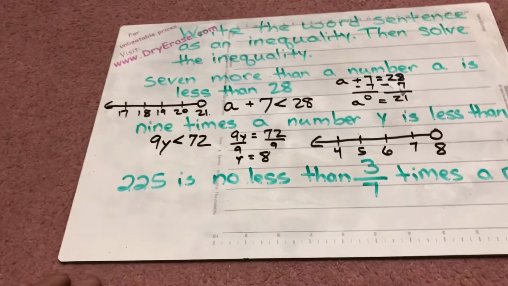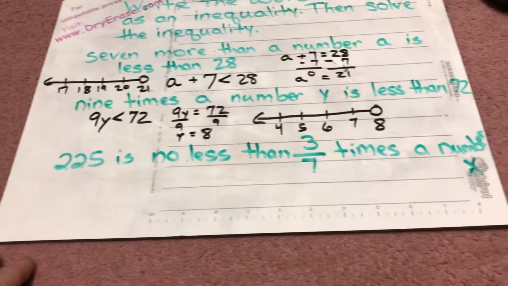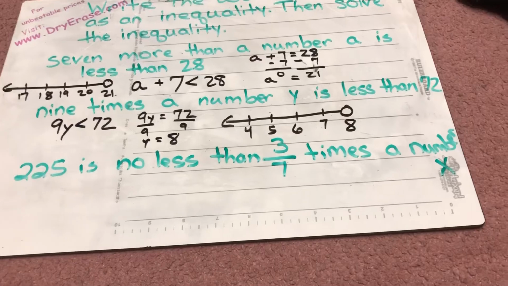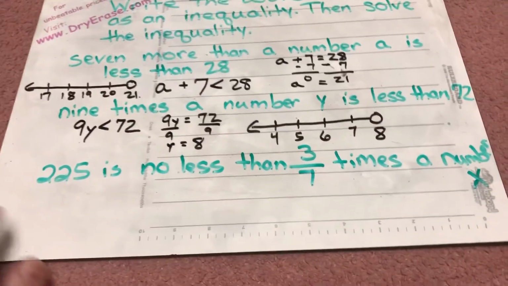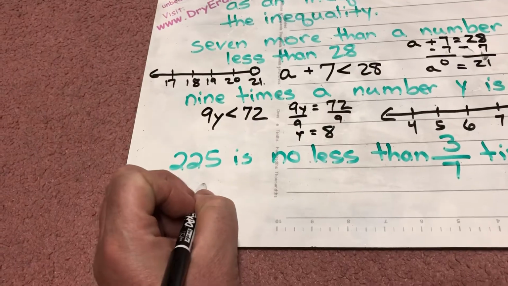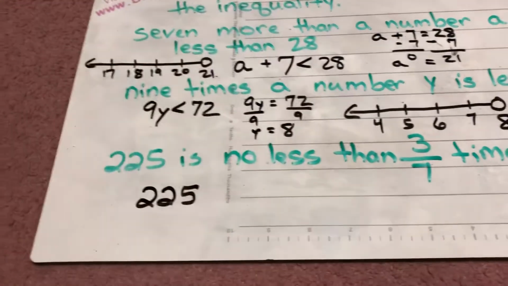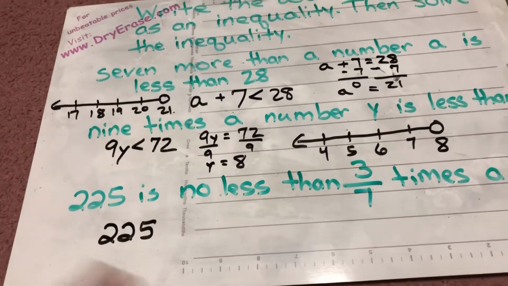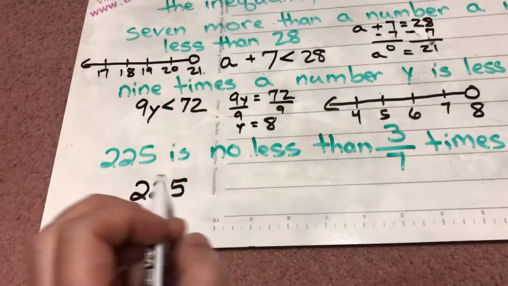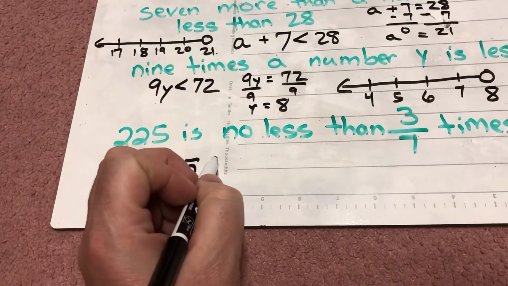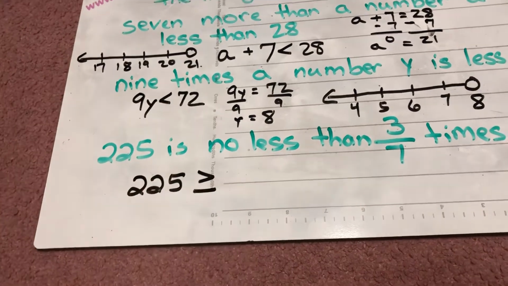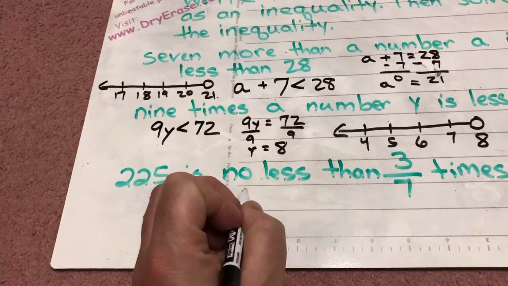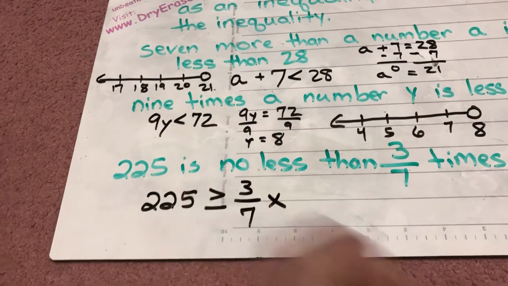All right, 225 is no less than 3/7 times a number x. Well, 225 is where we start, and it says it's no less than. No less means that it can equal that, but it can also be more than that. It's just not less. So the idea is that 225 is going to be greater than or equal to 3/7 times the number x, and I'm going to show that by putting 3/7 x.